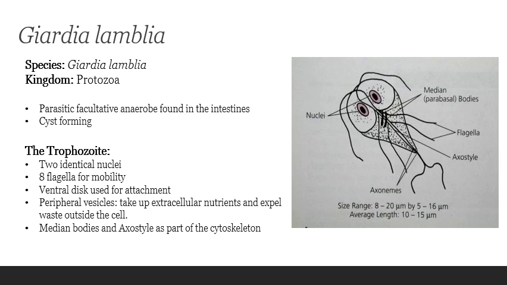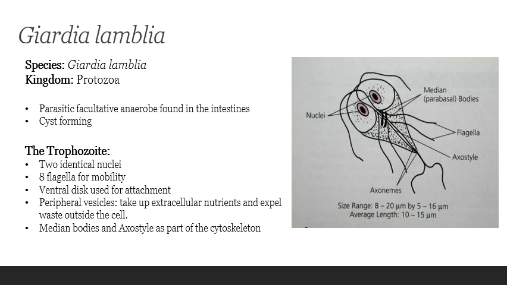The other thing that you can see is the median bodies and the axostyle, and they're both part of the cytoskeleton, so they give the trophozoites stability or texture. It also has 8 flagella for mobility. It has peripheral vesicles, which take up extracellular nutrients and expel waste to the outside of the cell.